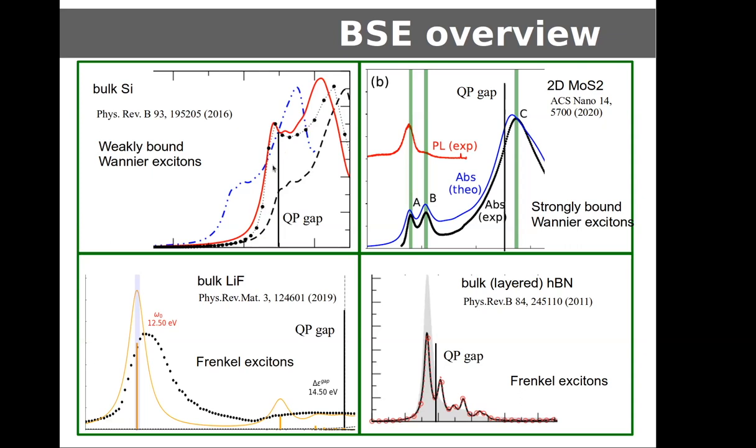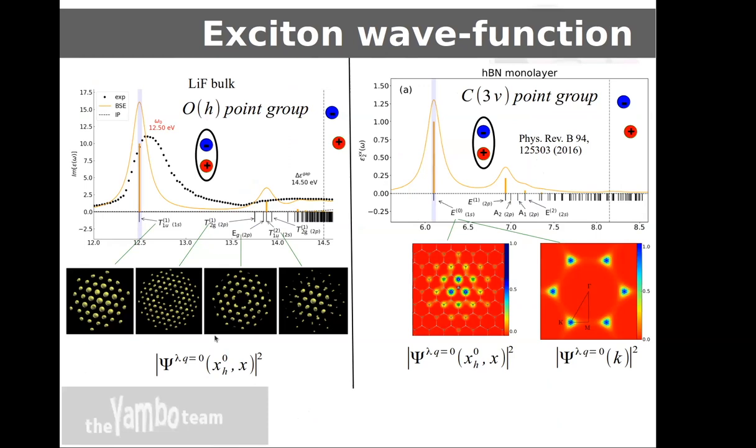And it gives a very good description of the experiment. Here it works for silicon, for lithium fluoride, which has a very strongly bound exciton. So here is the quasiparticle gap, but also for 2D materials. Here is a comparison between the optical spectrum of MoS2 and the simulation with the Yambo code. And you can get the spectrum and then analyze the different peaks. So you can plot the excitonic wave function either in real space or also in reciprocal space, here two examples.